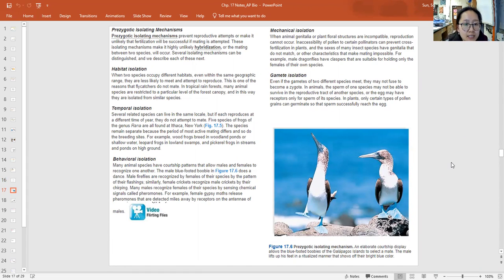Some pre-zygotic isolating mechanisms are habitat isolation, where two species occupy a different habitat, so they can't interact. Temporal isolation, so if one species reproduces during the spring, the other reproduces during the fall. You'll never have to worry about their reproductive periods overlapping. Behavioral isolation, right? If males and females have courtship and they don't match up, you're not going to have a male bird going after a female that doesn't present in the way that he thinks is attractive, because they have different behaviors. Mechanical isolation means that physical incompatibility could be an issue. And then gamete isolation just means that, again, sperm and egg, even if they meet, won't fertilize.